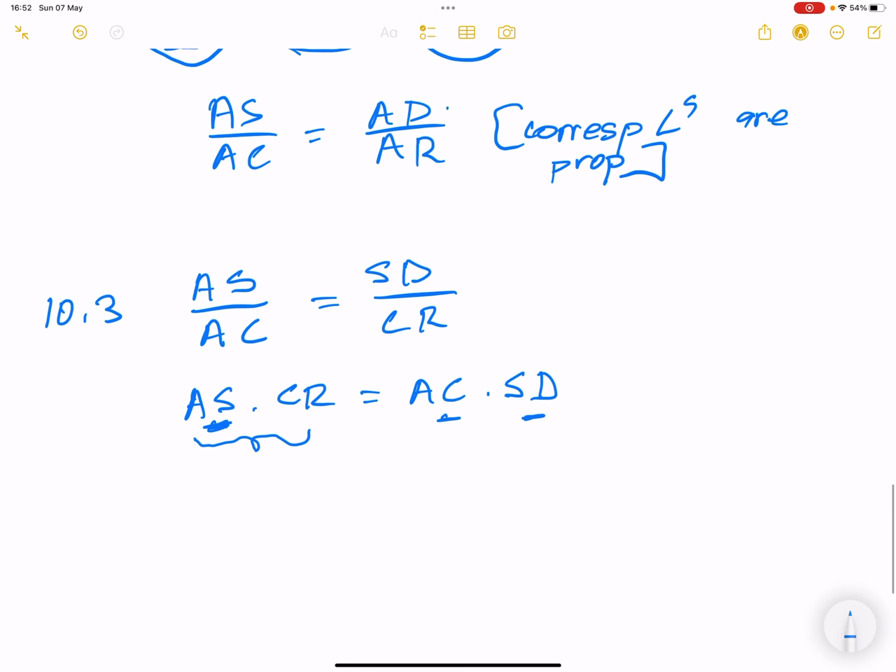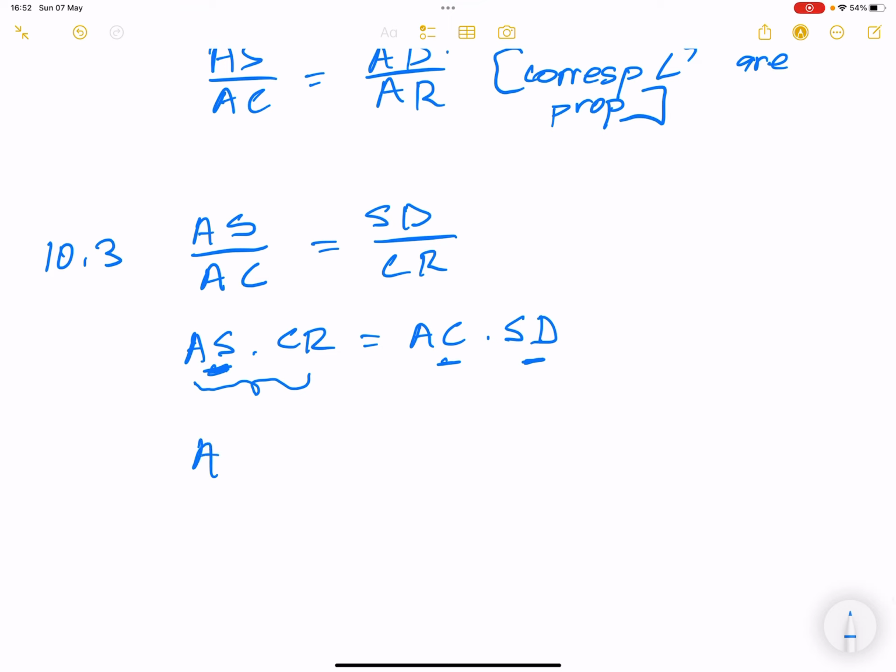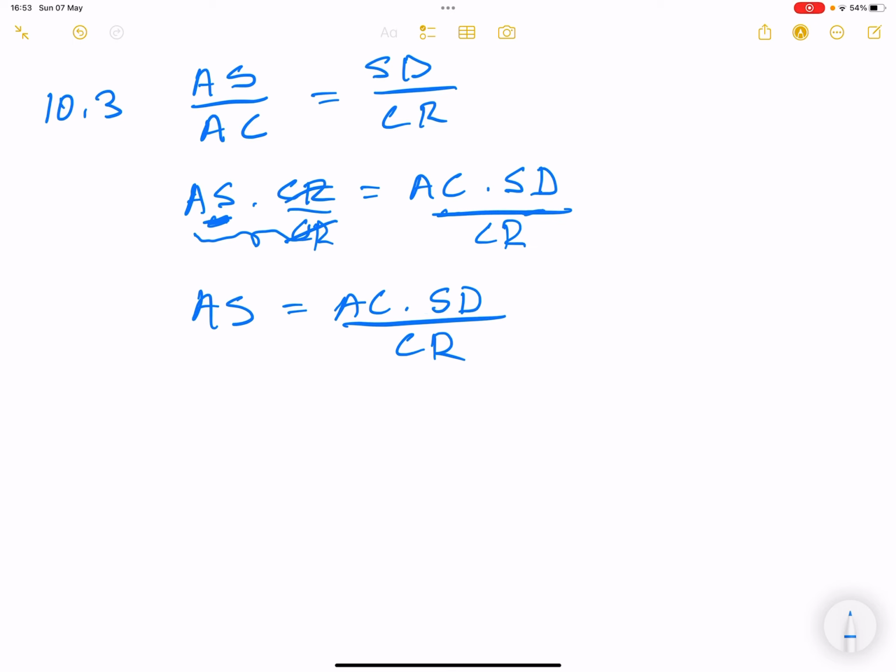So I'm going to make AS the subject of the formula, so that I can find something else that is equivalent to AS that would get rid of it. So AS would be equal to, I'm going to divide by CR on both sides. So I'm going to have AC, so that cancels with that, times SD over CR. Okay, so that's the first one. Let's call this equation 1.